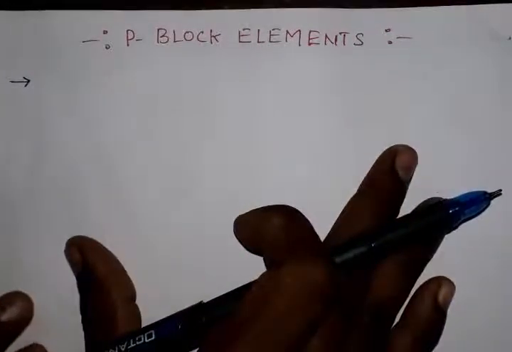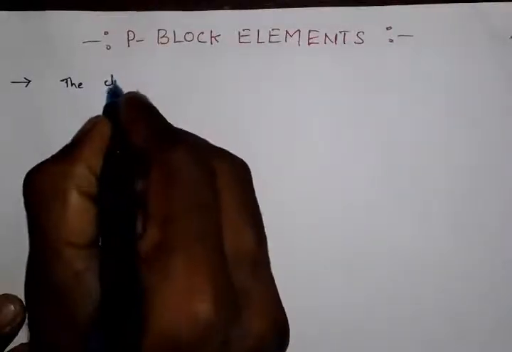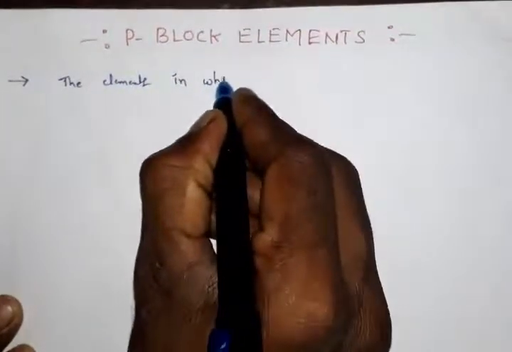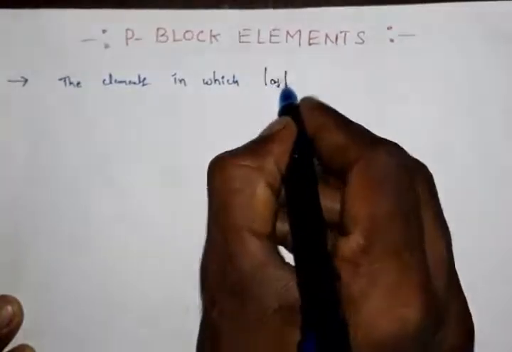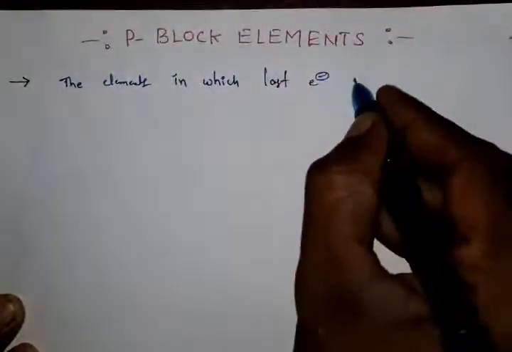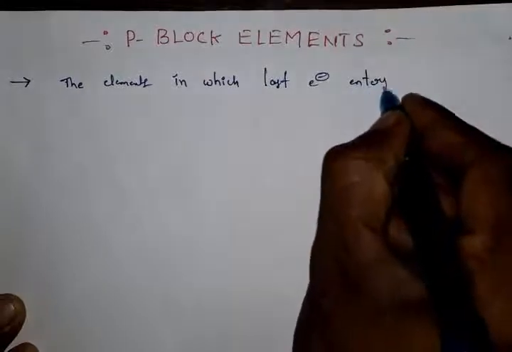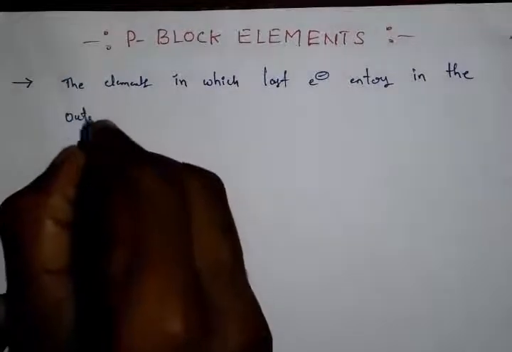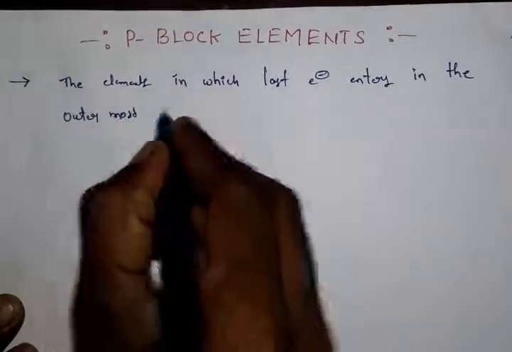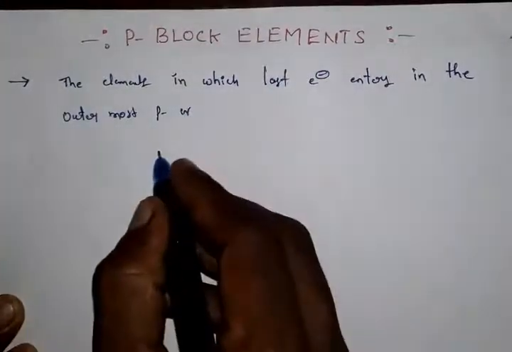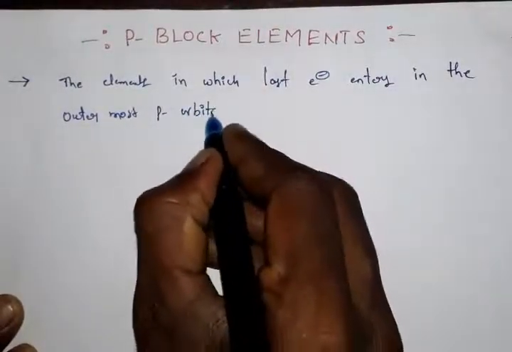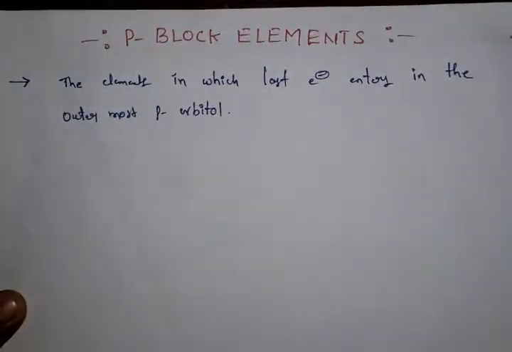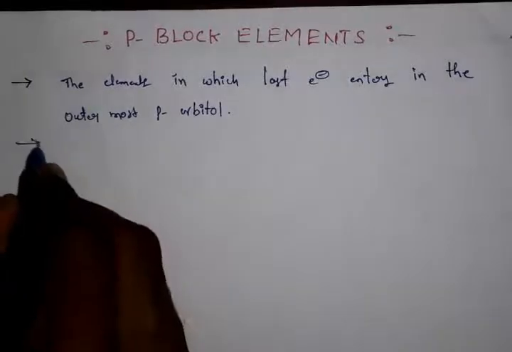P block elements means the elements in which the last electron enters the outermost p orbitals. This is called P block elements.